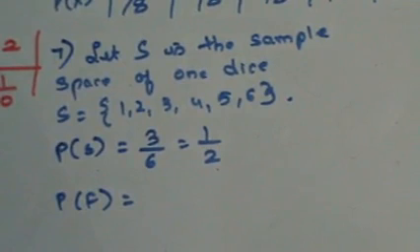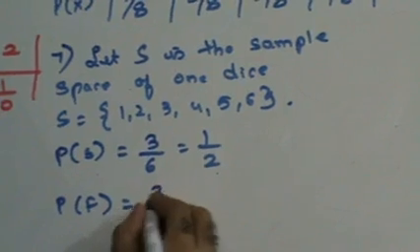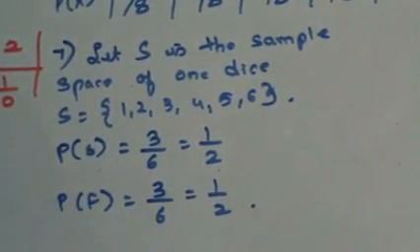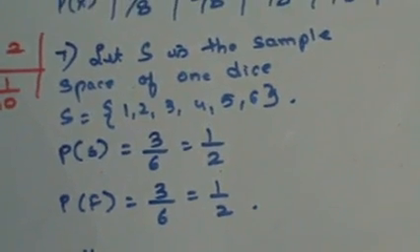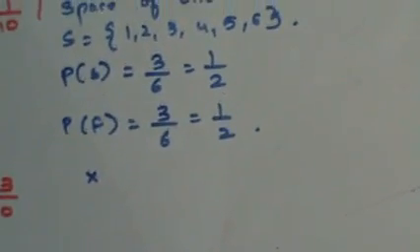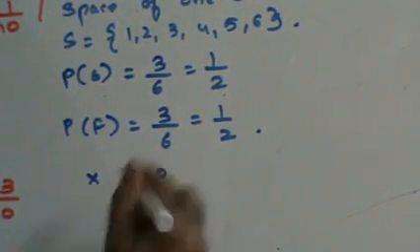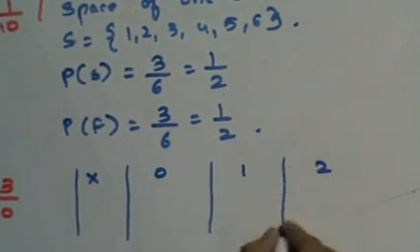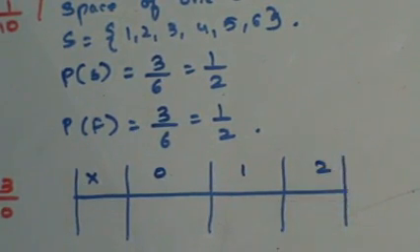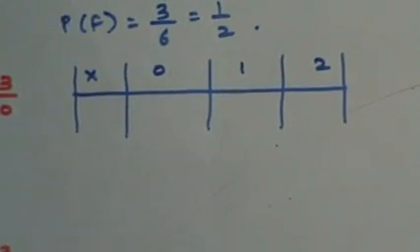Probability of failure, that means getting an even number is a failure. How many even numbers are here? 3 even numbers. Total there are 6 terms. So failure is also 1 by 2. Now if I cast a dice twice, what are the minimum and maximum success I can get? Minimum I can get 0 success. Since I'm going to throw the dice twice, I can get 0, 1 and 2 successes. The minimum success I can get is 0 and the maximum is 2 because I'm going to throw the dice only twice.